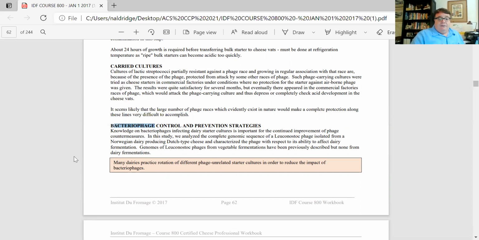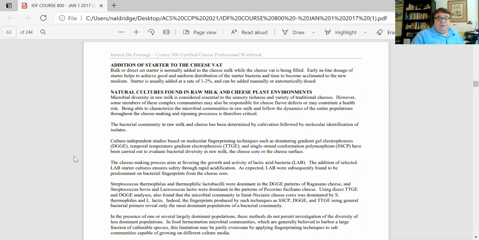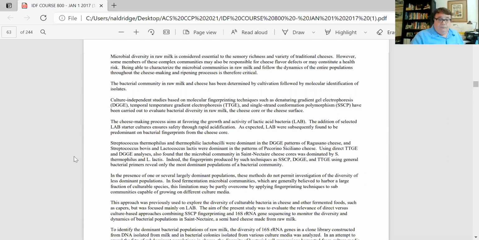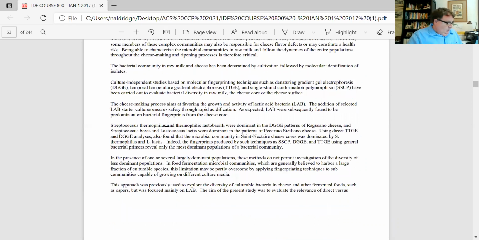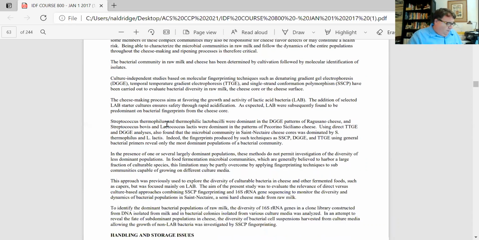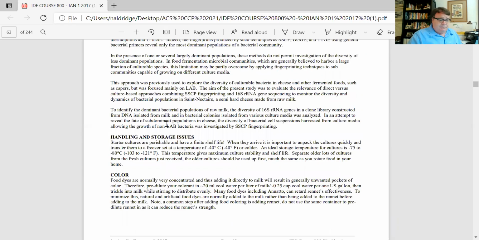All righty. Continuing on to page 63. Natural cultures found in raw milk and in cheese plant environments. That's a good thing to know. Again, when you see the word cultures, especially when raw milk pops up on any of your study materials, boom, you're going to need to know that. The rest of that, this is good information to know, but I'm going to take you a little bit further down and focus a little bit more of your study time on handling and storage issues.